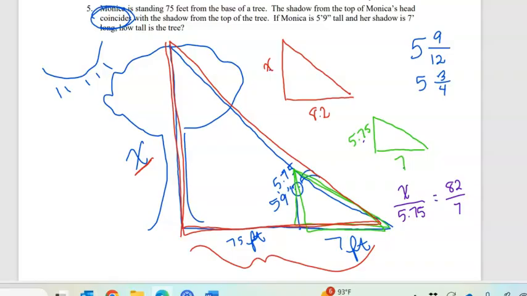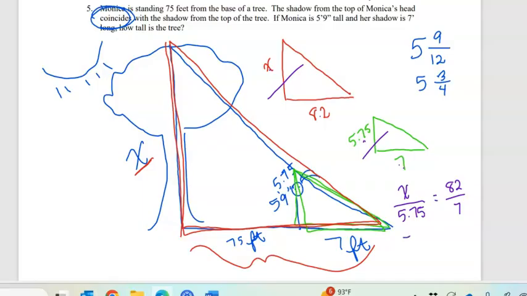And like I said, you could go the other way. You could do height over height the reverse way, base over base the reverse way. You could even do x over 82. So some people like to do x over 82 equals 5 and 75 hundredths over 7. That's all the same. There's 4 different ways you could write the proportion here.